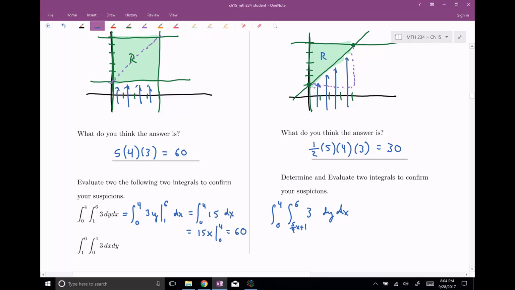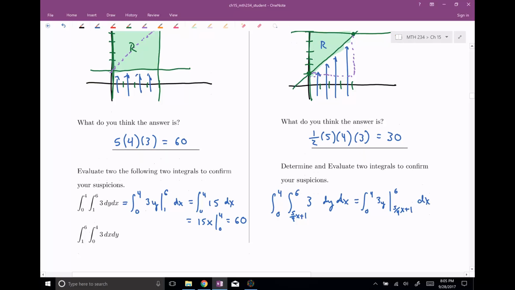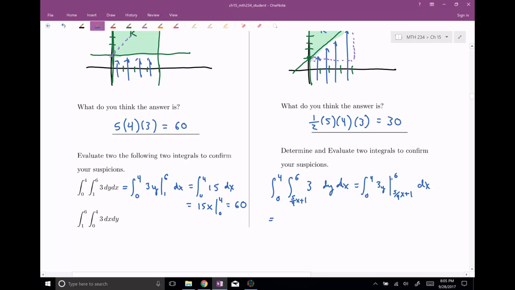Let's go ahead and see if this is correct. So again, we're going to integrate with respect to y. If you integrate 3 with respect to y, you get 3y. And now I need to evaluate it at 6 and at 5/4 x plus 1. If I plugged in 6, I would get out 18 again. And then I need to subtract away when I plug in 5/4 x plus 1. So this is going to be 3 times 5/4 x plus 1. And I still need to integrate with respect to x here.